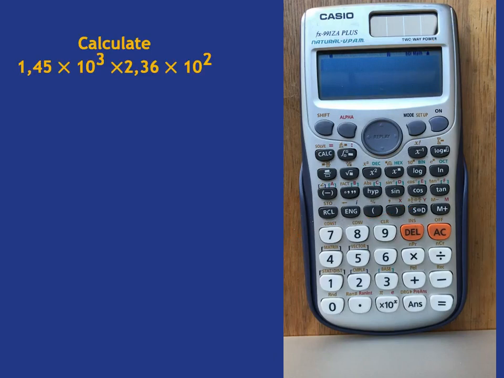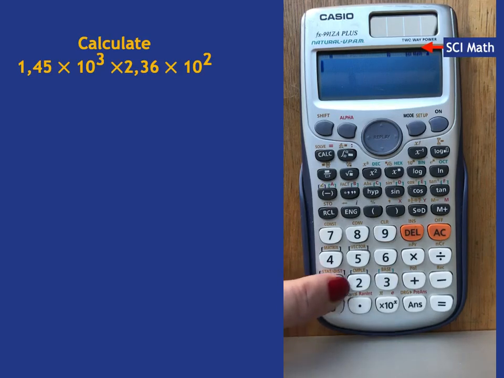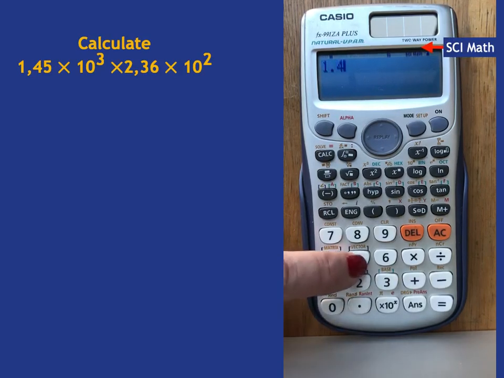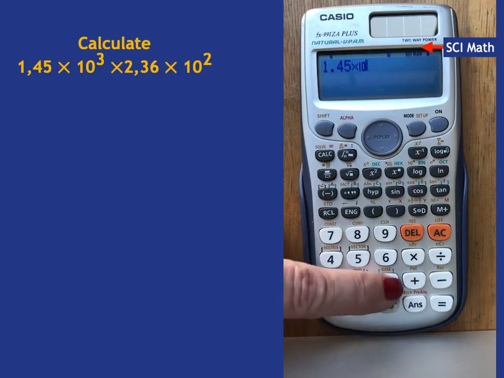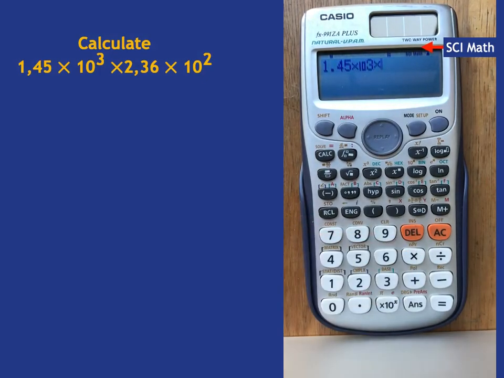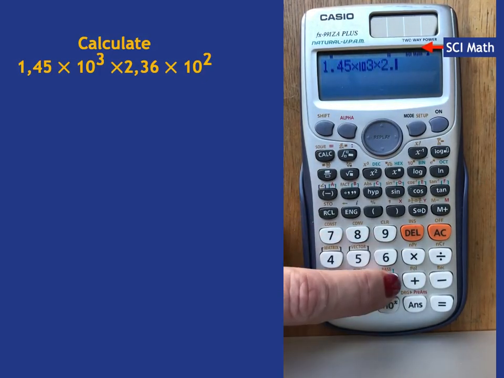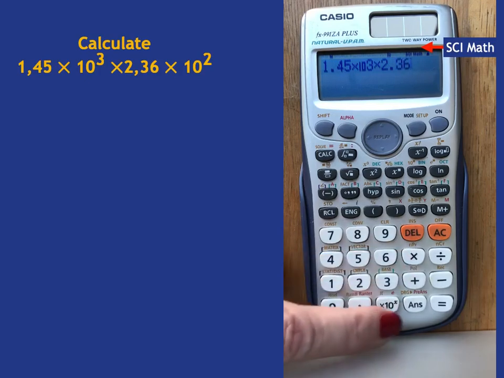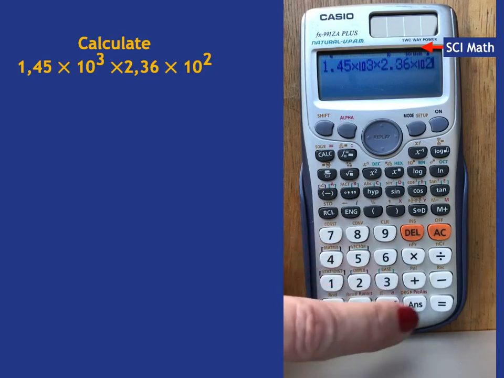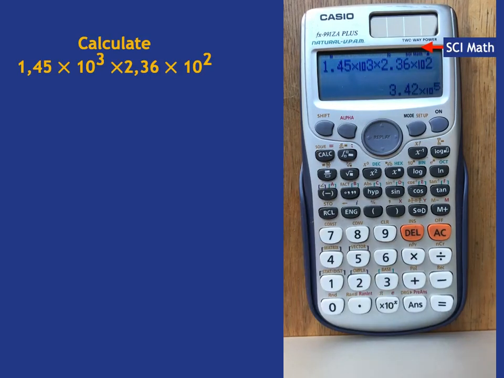All right, if I want to do a calculation like this on my calculator, again, first step is to make sure I am in that scientific notation mode, and then I simply pop it in, 1.45, use the 10 to the X button, and 3, and then 2.36, use the 10 to the X button, and 2, and then hit equals, and it gives me the answer.